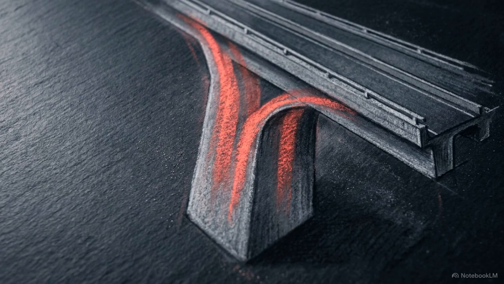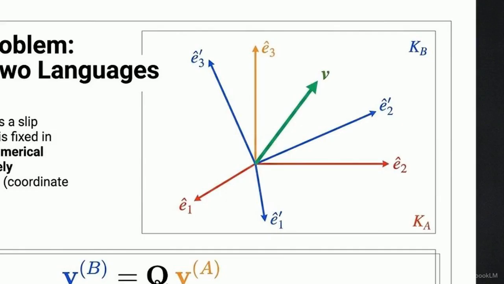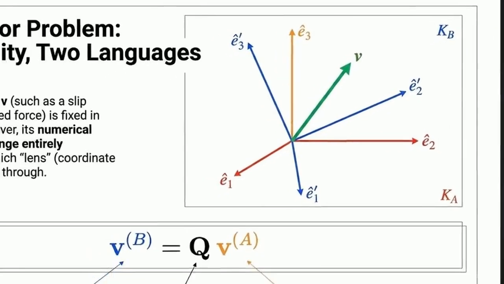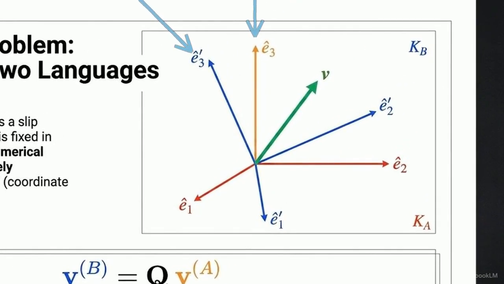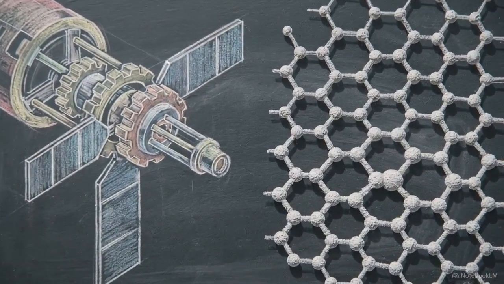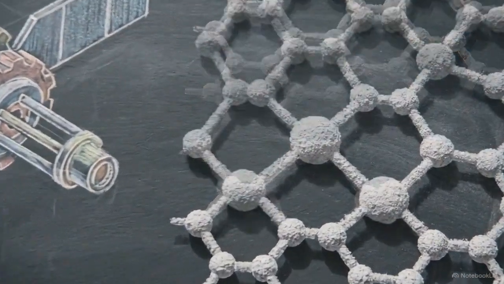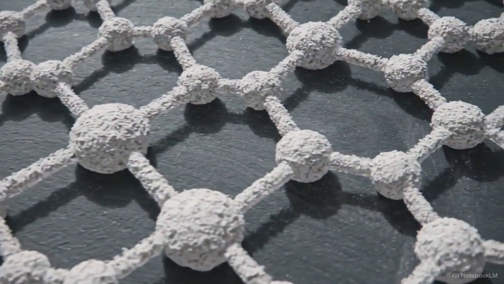Consider a physical phenomenon, like a stress applied to a wing or the force of a structural load. That force factor is a tangible reality, fixed in absolute physical space. Here is the problem. We have a single, fixed physical vector, the green arrow. While that force doesn't move, its numerical components change entirely depending on your coordinate lens, whether viewing through the macroscopic sample frame in orange or the microscopic crystal frame in blue. Modern materials science relies entirely on finding a flawless mathematical translation tool to convert data between these specific reference frames.